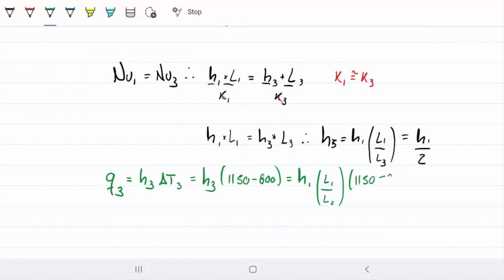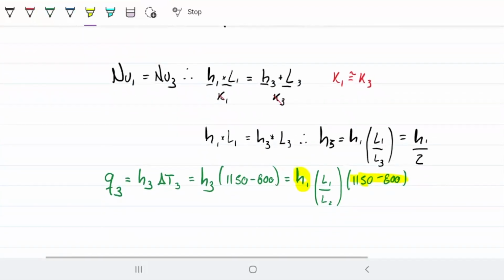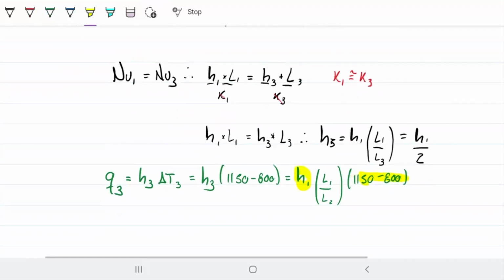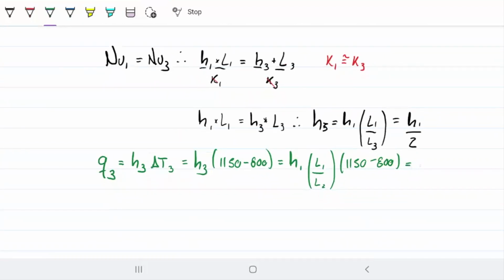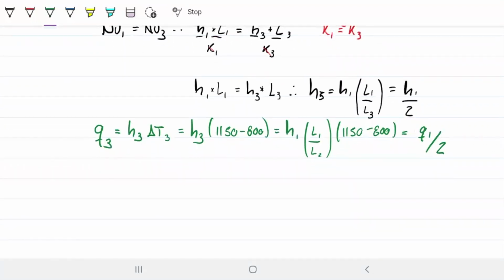1150 minus 800. If you guys recall, this times this, we know what that is already, right? That will be Q1. That's what we had in the first situation, right? So this is the same thing as saying Q1 divided by 2. So you can just take Q1 divided by 2. But let's not do that. Let's be very conservative and actually solve for the whole thing. Let's put down the numbers and see this happening in front of our eyes.